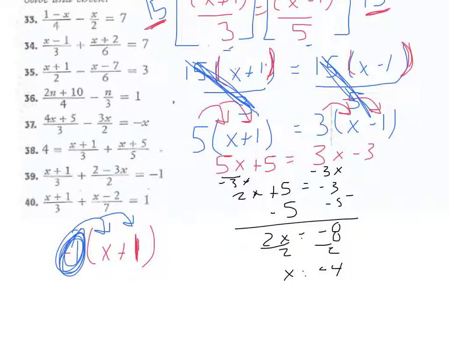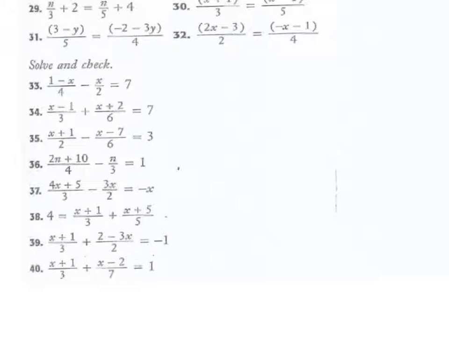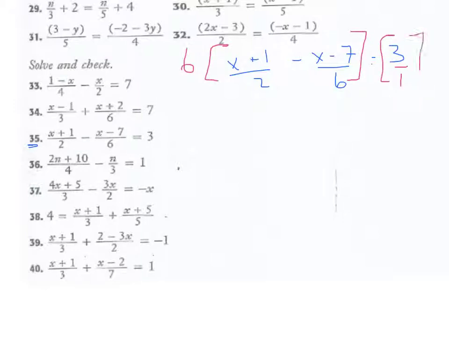So I'll clear this out. We'll try one more. So let's try, I think we said 35. So again, x plus 1 over 2 minus x minus 7 over 6 equals 3. I'm going to write that over 1. Common denominator here will be 6 because I can turn every number there into 6, so I will do that. Times 6, and again, it's the entire side.